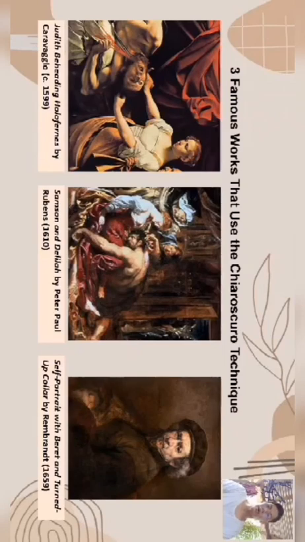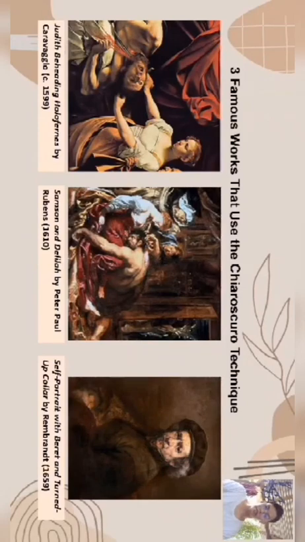Samson and Delilah by Peter Paul Rubens. In this large-scale work based on the famous Bible story of Samson and Delilah, Rubens uses chiaroscuro to accent the bodily perfection of his subject. Self-Portrait with Beret and Turned-Up Collar by Rembrandt. It is one of the many self-portraits that Rembrandt painted over his career, but the dramatic lighting is particularly pronounced in this piece.